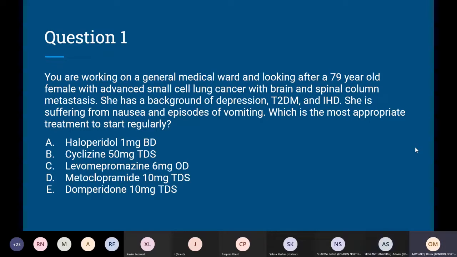Yep. So you're working on a general medical ward and looking after a 79-year-old female with advanced small cell lung cancer with brain and spinal column metastases. She has a background of depression, type 2 diabetes, ischemic heart disease, and is suffering from episodes of nausea and vomiting. Which is the most appropriate treatment to start regularly? Haloperidol 1 mg, cyclizine 50 mg TDS, levothyroxine 6 mg OD, metoclopramide 10 mg TDS, or domperidone 10 mg TDS.